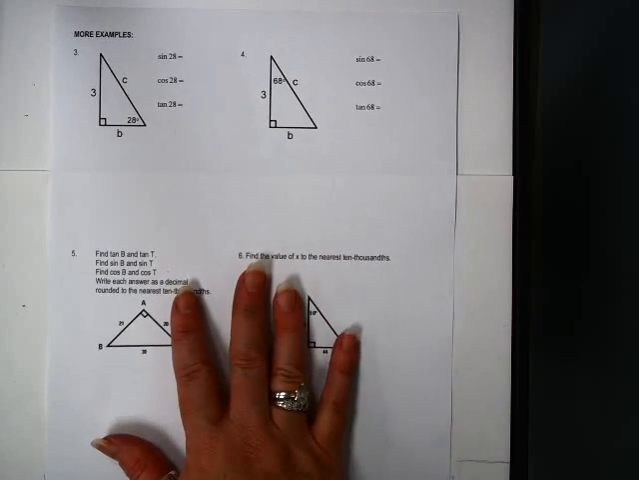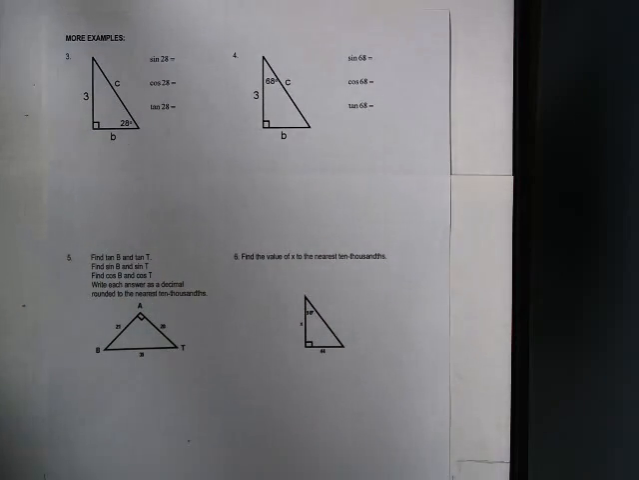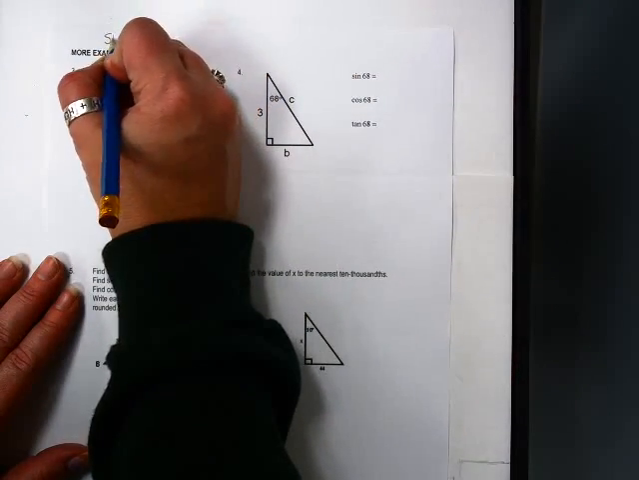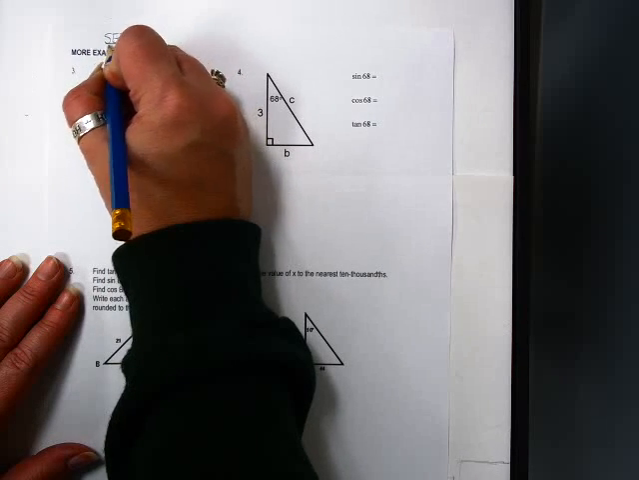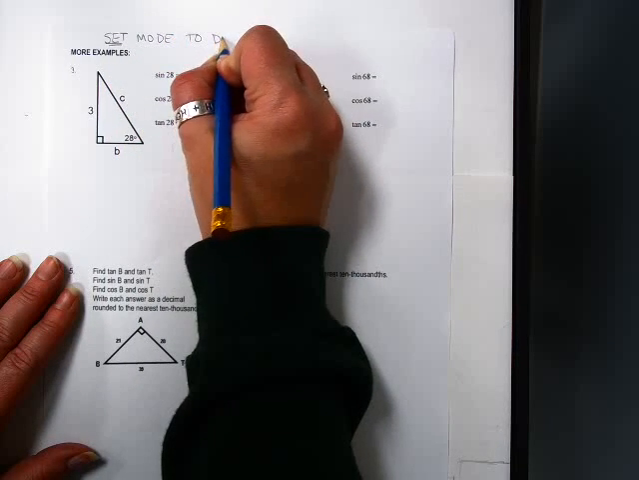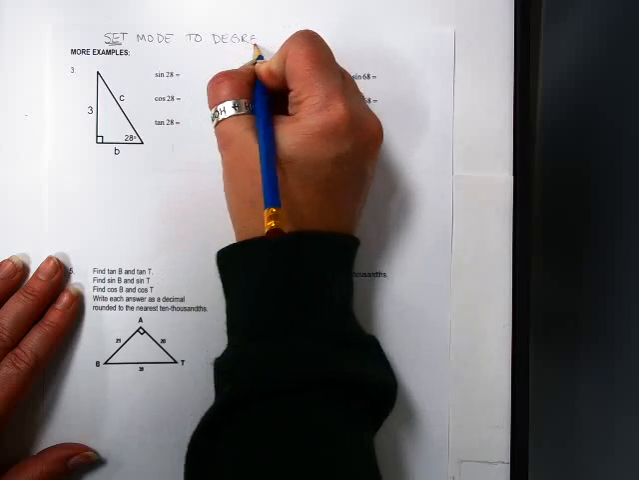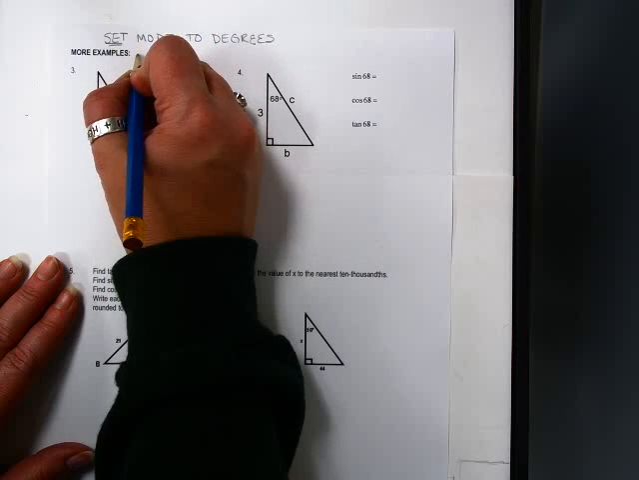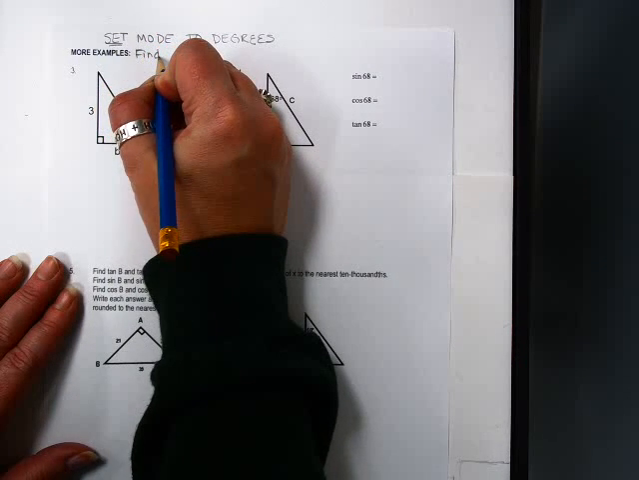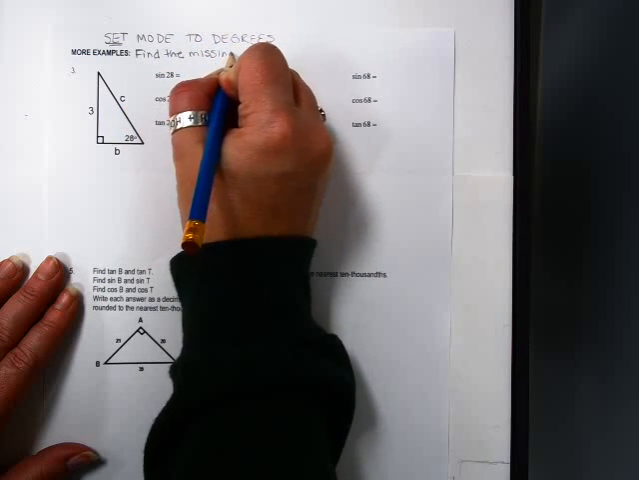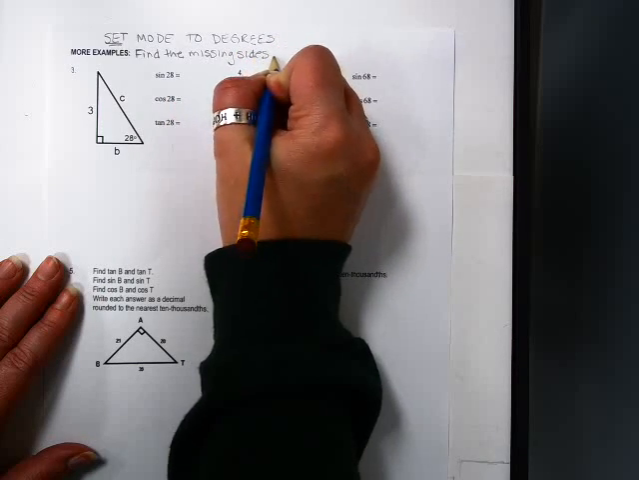Okay, so let's go ahead and practice setting up our trig ratios. Before we get started, I want to make sure that you write this at the top: set mode to degrees. And then here, what are we doing? We're finding the missing sides. Okay, that's our objective.